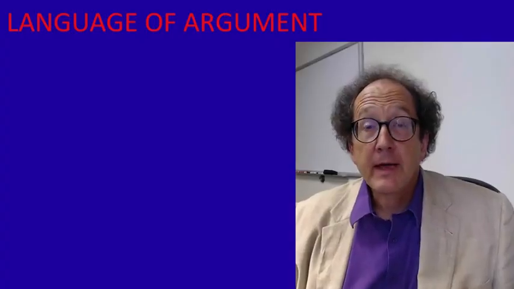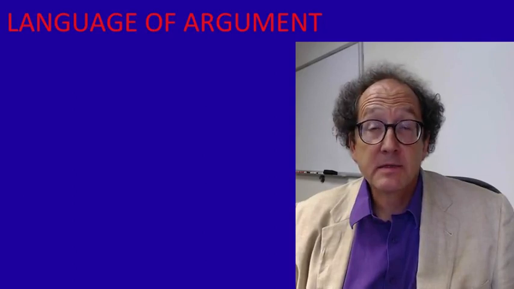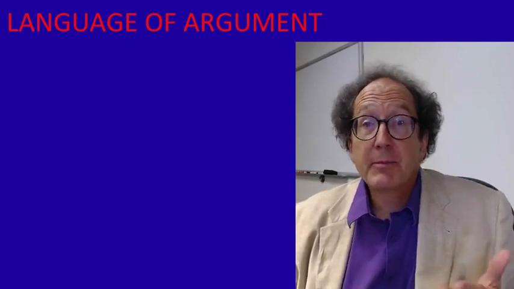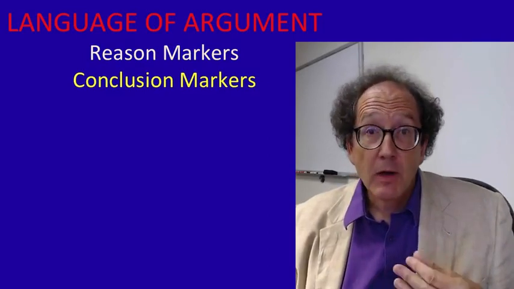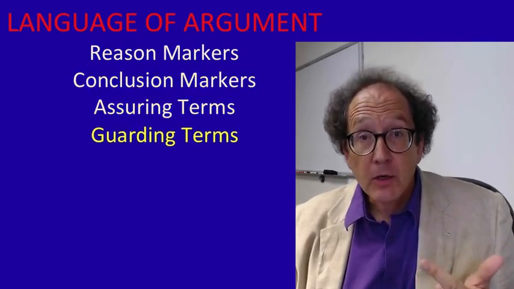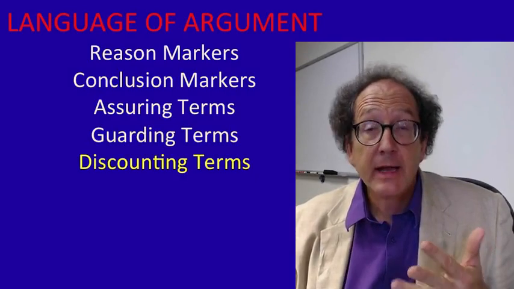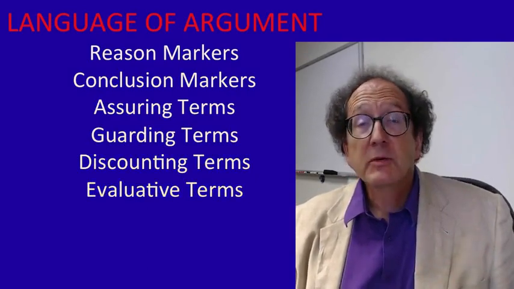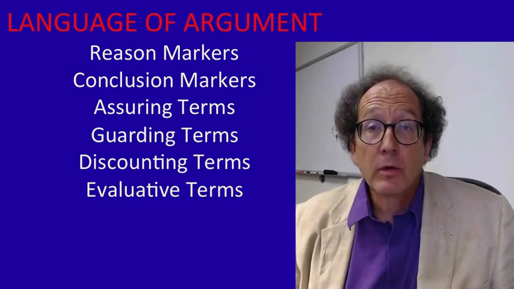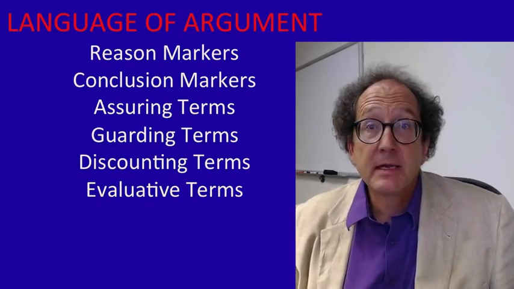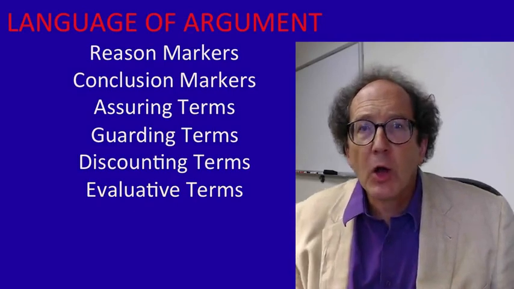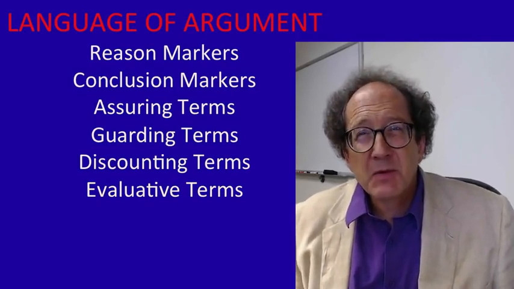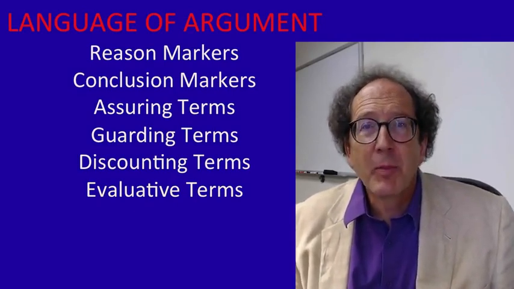So far, we've looked at the language of argument in some detail because we've separated the reason markers from conclusion markers. And we've talked about assuring and guarding and discounting and evaluative words. So we've picked out a lot of different words in language that play distinct roles in arguments. But what we need to do for a real argument is to bring it all together and show how these types of words can work together in a single passage.